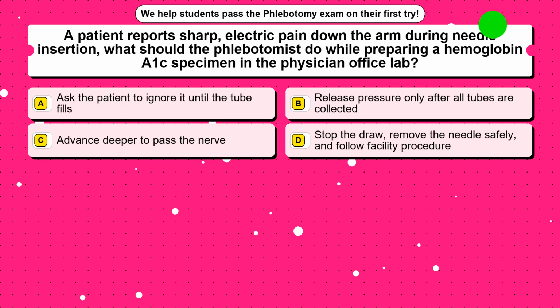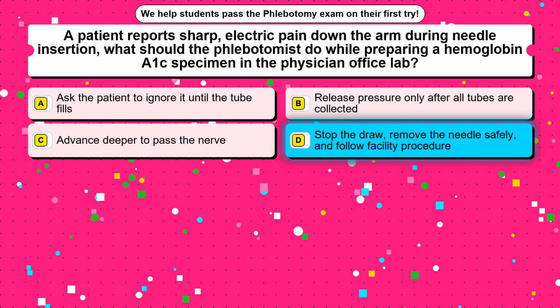Question 5. A patient reports sharp, electric pain down the arm during needle insertion. What should the phlebotomist do while preparing a hemoglobin A1C specimen in the physician office lab? Option A. Ask the patient to ignore it until the tube fills. Option B. Release pressure only after all tubes are collected. Option C. Advance deeper to pass the nerve. Option D. Stop the draw, remove the needle safely, and follow facility procedure.